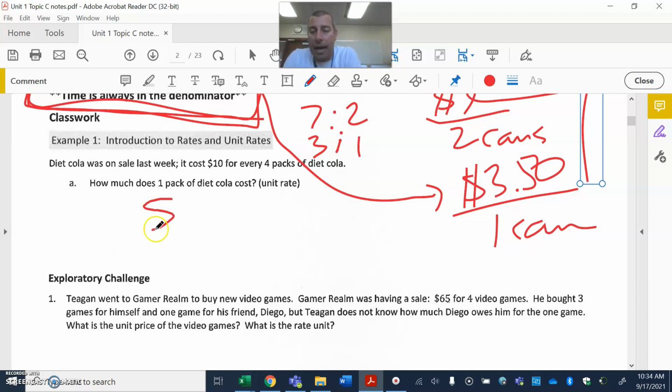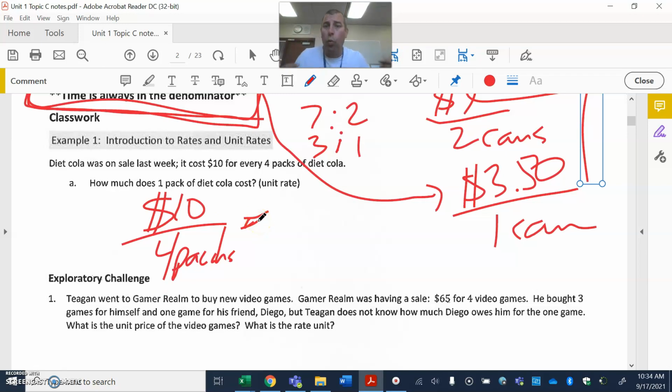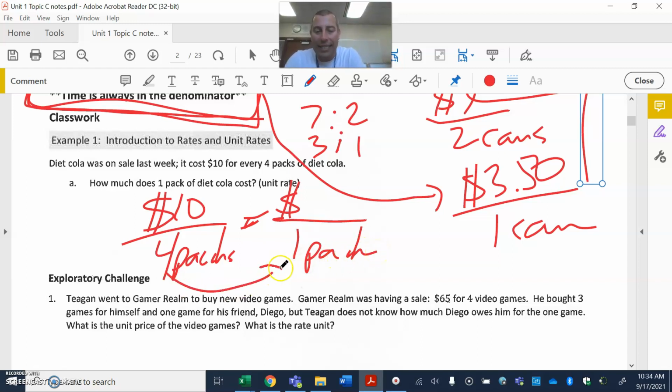So money on top. That's why I've got the $10. And I've got the 4 packs here. Now, I want to know how much for one. And so we are going to set up an equivalent ratio here. Again, I want to know how much money for the 1 pack. What do you do to the 4 to get to the 1? Well, remember your ratio table: going left to right or right to left, it's multiplication or division. And you're going to see that when we're finding unit rates, it's always a division problem.